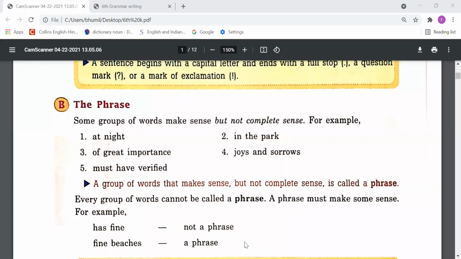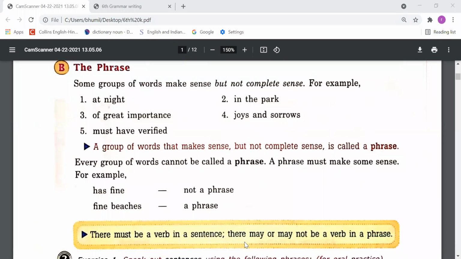Now let's talk about the phrase. Some groups of words make sense but not complete sense. For example, at night, in the park, of great importance, joys and sorrows, must have verified. A group of words that makes sense but not complete sense is called a phrase. Every group of words can't be called a phrase. A phrase must make some sense. For example, as fine, not a phrase; fine beaches, a phrase.